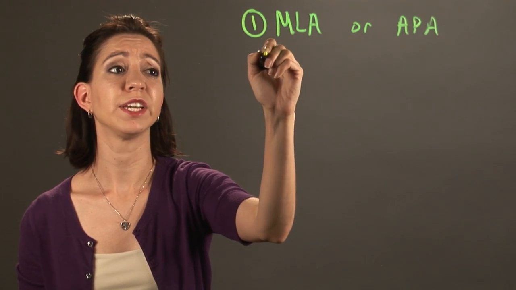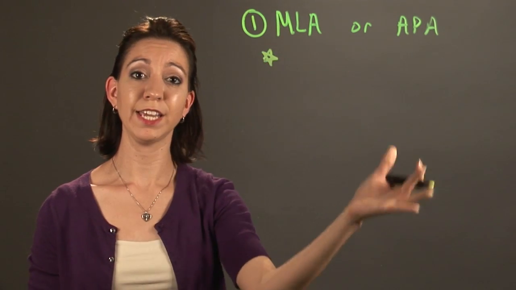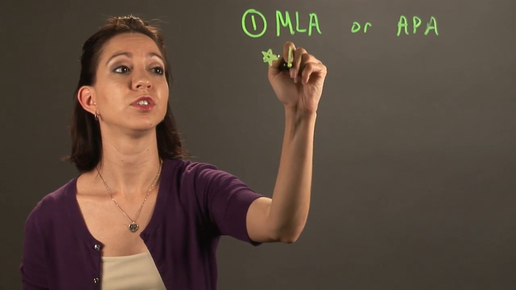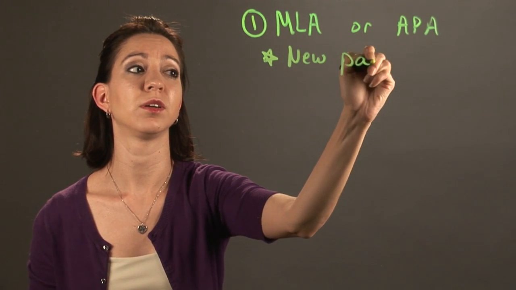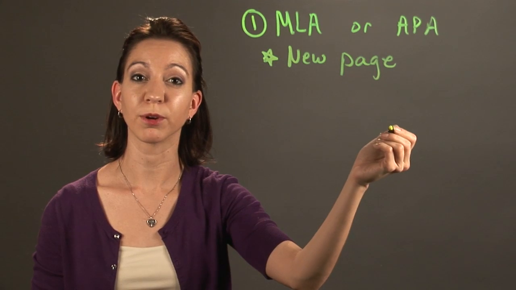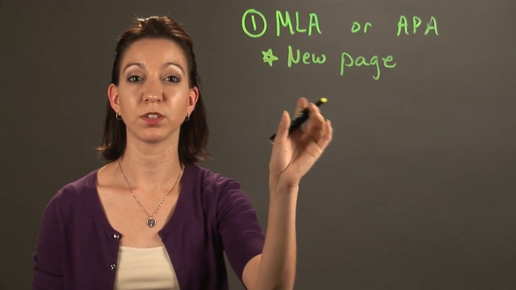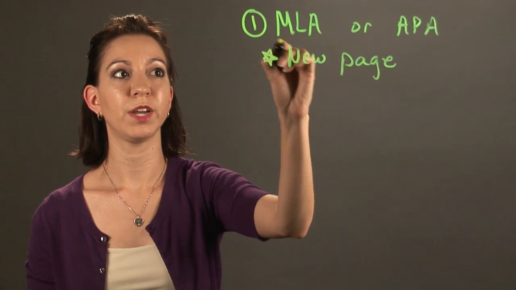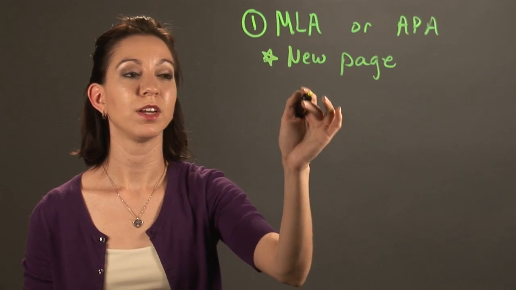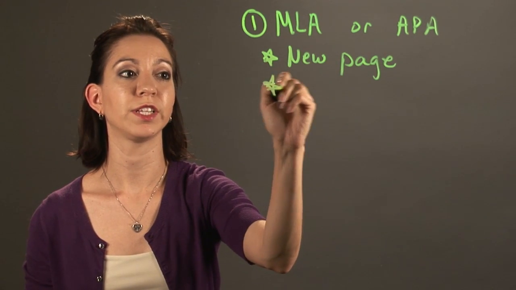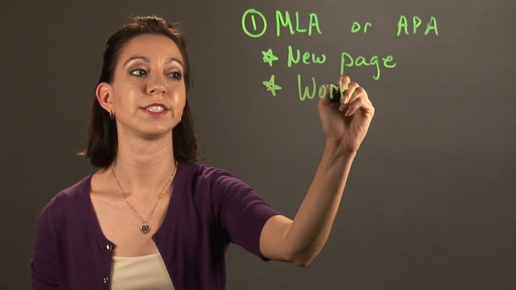The second thing is you want to begin a new page. So this new page will be at the very end of your paper, and it's going to have a specific look to it. Now, for the sake of today, we'll talk about just the MLA format. On the top of this, you title it Works Cited.